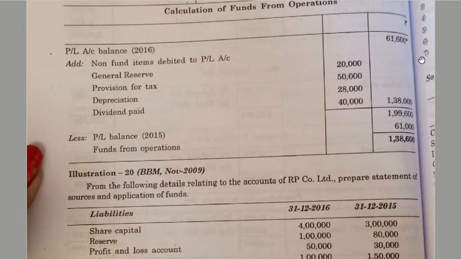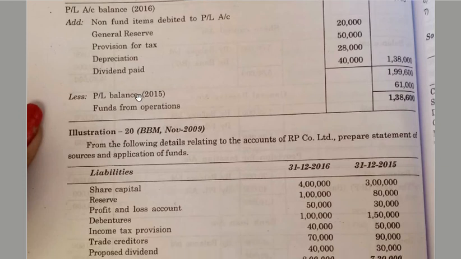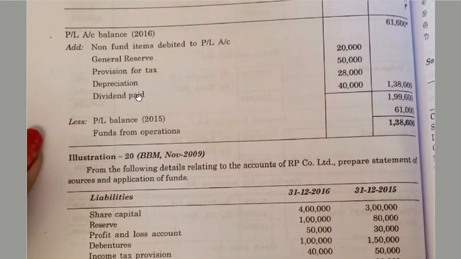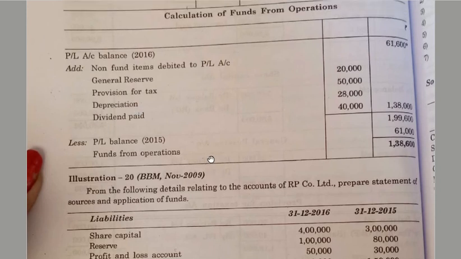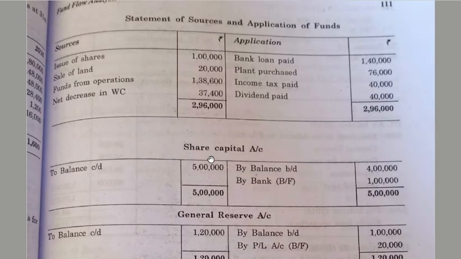So calculation of funds from operation, which is nothing but we are doing it in a statement form. So you start with profit and loss account balance, which is 61,600. Add, so whatever you debit here, there you will add it here. So non-fund items debited to your profit and loss account: general reserve 20,000, provision for taxation 50,000, depreciation 28,000, dividend paid 40,000. Total is 1,38,000. Less your profit and loss account balance in the year 2015, which is 61,000. So your fund from operation is 1,38,600.